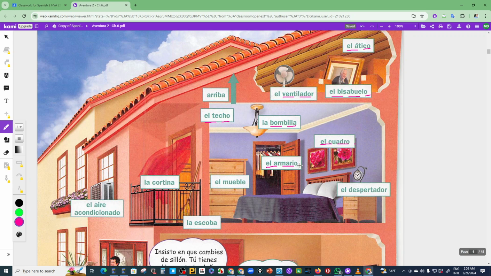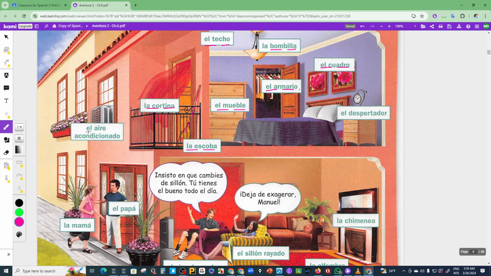El armario es el closet. El mueble is the furniture. La escoba over here is the broom. La cortina is the curtain. El aire acondicionado, the air condition. El despertador is the clock, alarm clock.